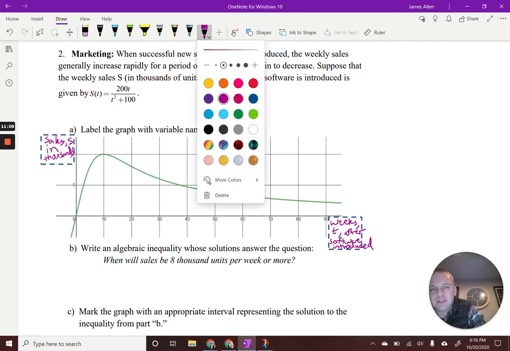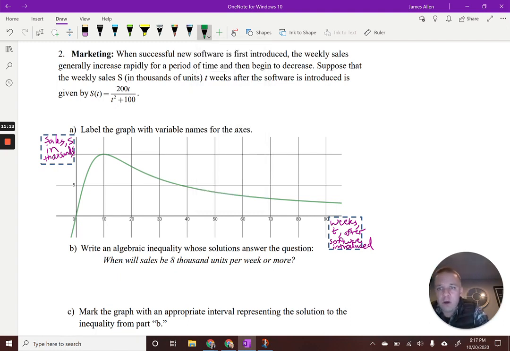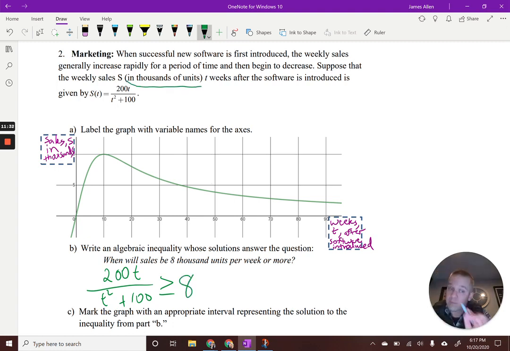Now I'm going to switch up colors before I forget, because I feel like using the same color all the time can get a little boring. All right, so my sales S of T is 200T over T squared plus 100, and I want that to be 8,000 units per week or more. So I would say it's greater than or equal to just 8. Remember, because these are in thousands of units to begin with. Got to be careful there, right? Whew, that could have been bad. So not 8,000, but just 8.